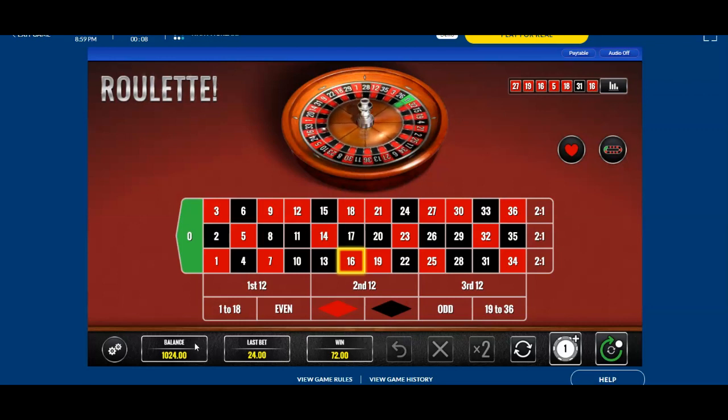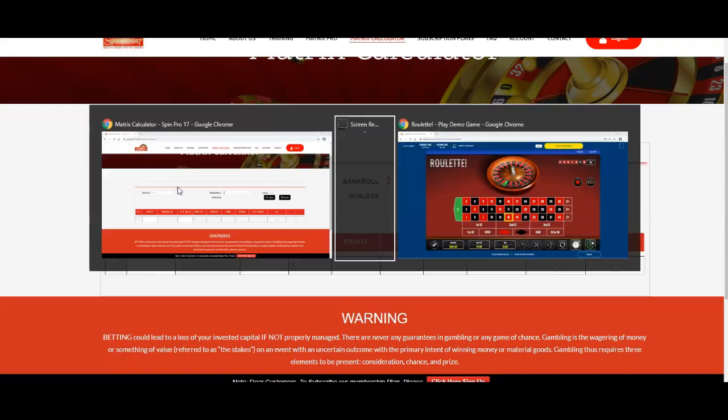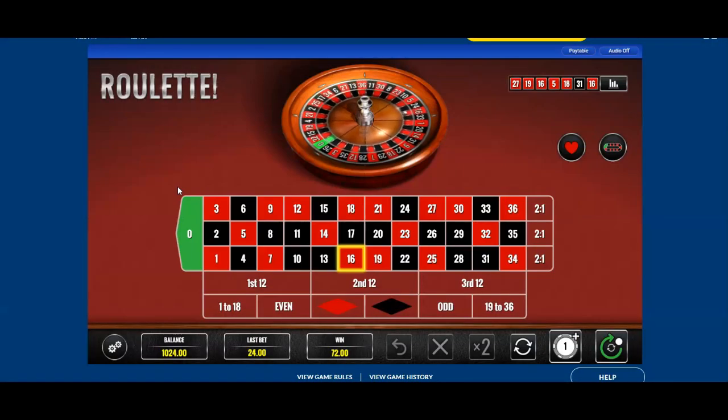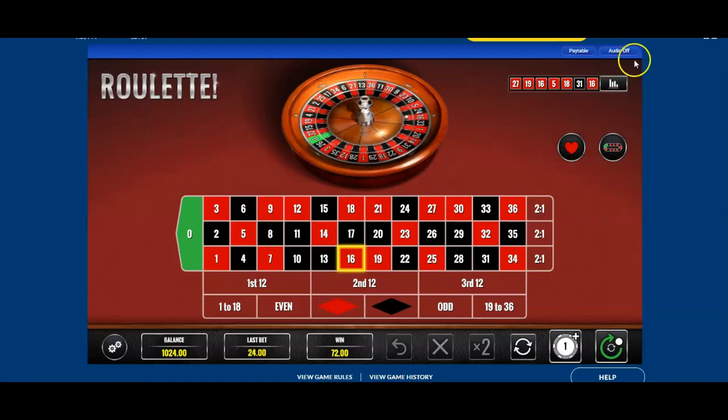So let's do that. Okay, we're back. We took our half an hour break, and now we log back in. So let's stick with that 17 to 1 strategy. Our bankroll now is 1,024, and the number that showed up was 16.